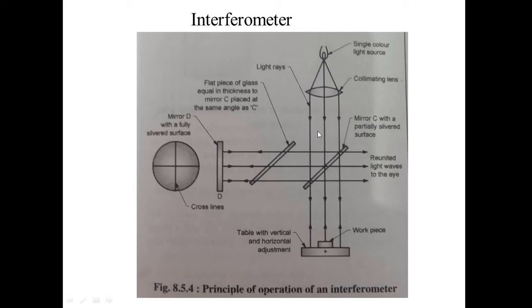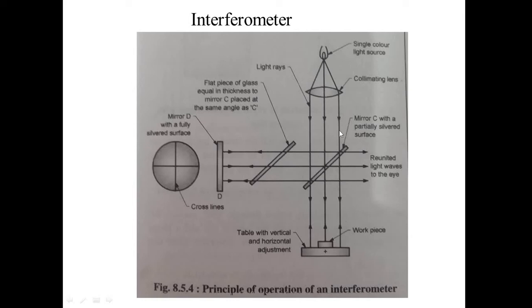This light, after collimating, falls on a mirror. This mirror is partially silvered. It is denoted by, say, letter C. So letter C refers to a mirror which is a partially silvered surface.